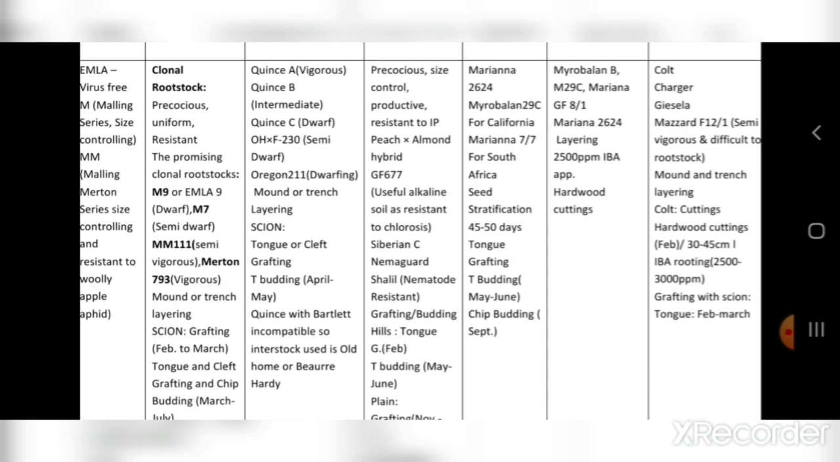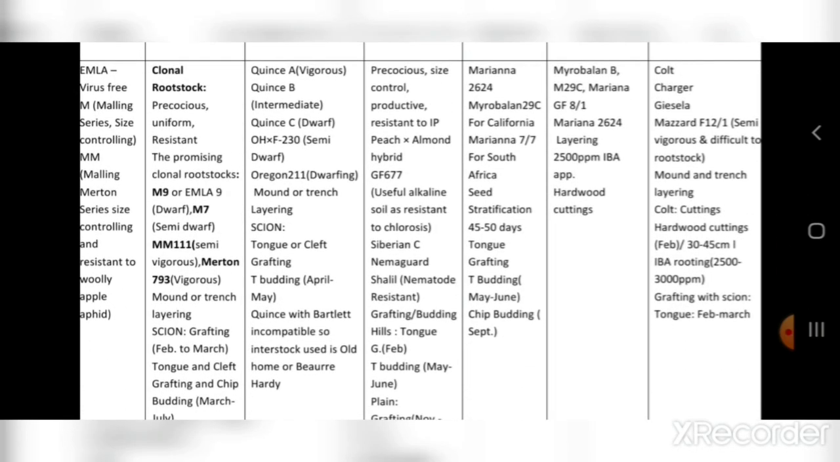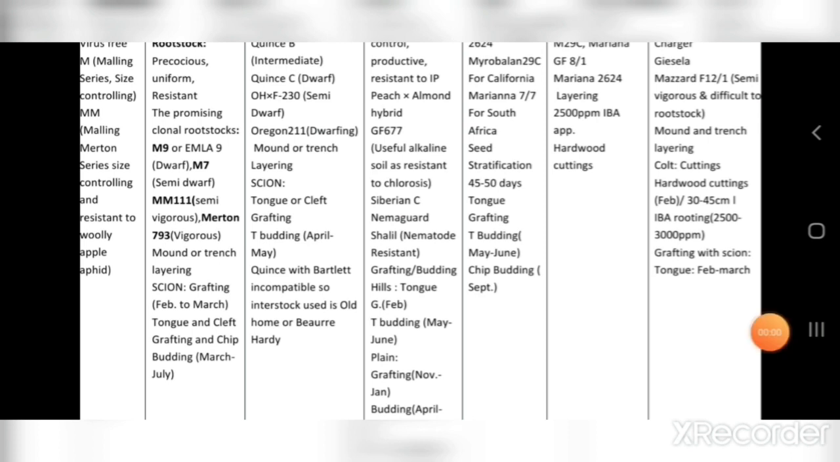Clonal rootstocks of apple first. These are precocious, uniform and resistant. The promising clonal rootstocks of apple, which are very famous, that is M9 or EMLA 9 can be used. That is Malling 9 or EMLA 9, which is dwarf. M7 is semi-dwarf. MM 111 is semi-vigorous. Merton 793 is vigorous. Mound or trench layering can be done. Tongue and cleft grafting and chip budding. Chip budding is usually done March to July.